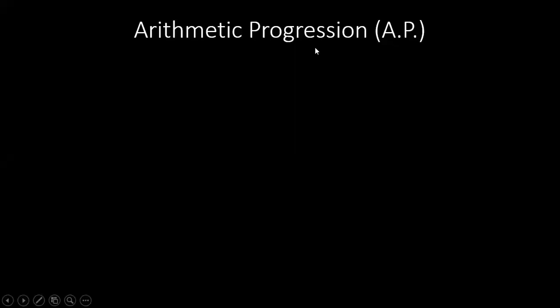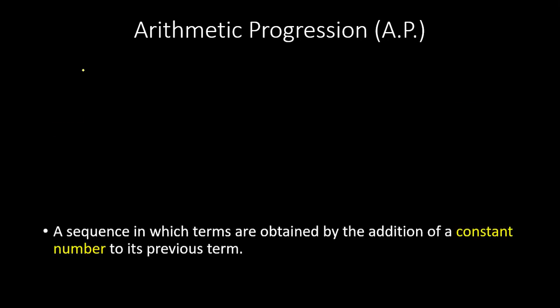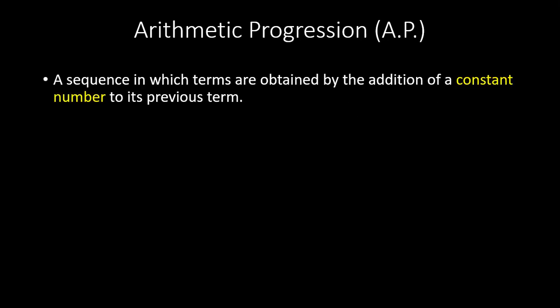Hi students, in this video we are going to see what is an arithmetic progression. It is a sequence in which terms are obtained by the addition of a constant number to its previous terms. So let us see some examples.